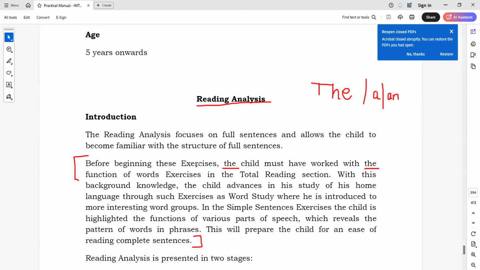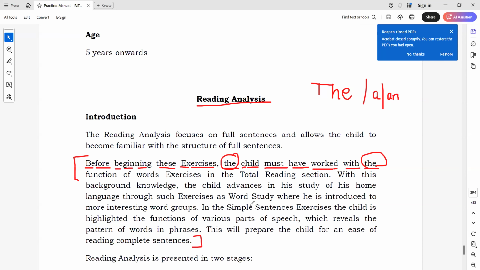They might not be able to read, but you will help them to syllabicate. Before beginning these exercises, the child must have worked with them. They understand this, and then they found an article. So every day you take a paragraph and you do this reading analysis for your children.